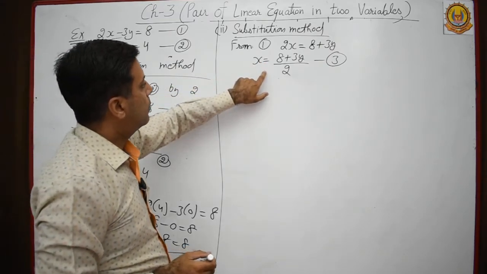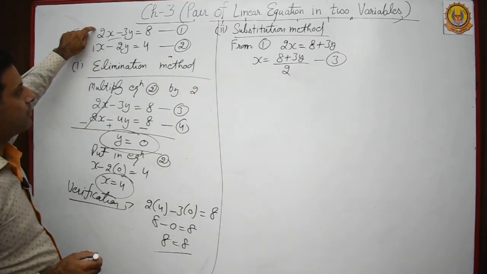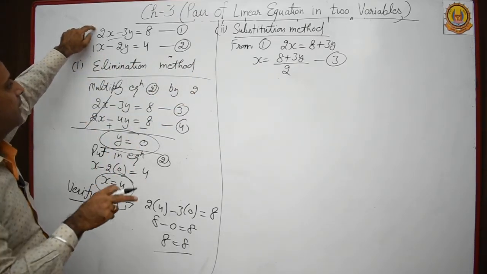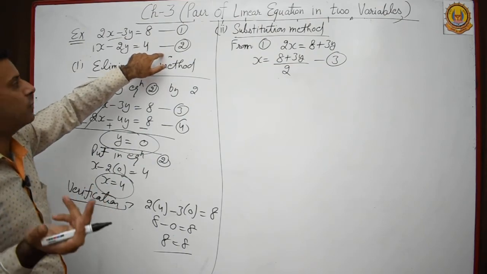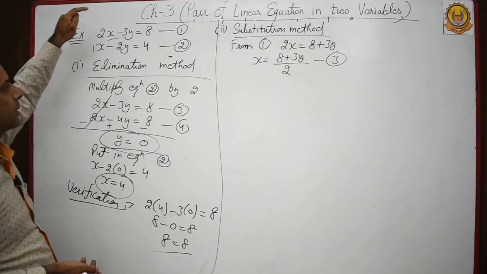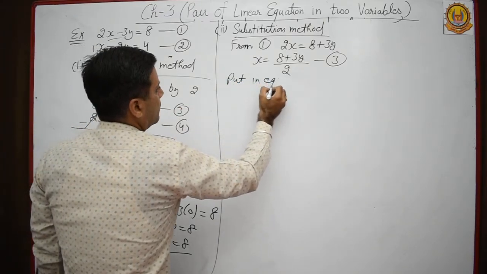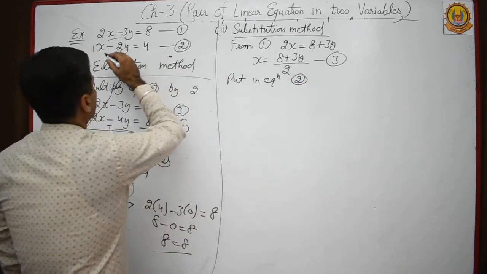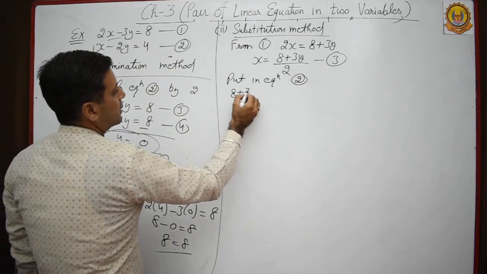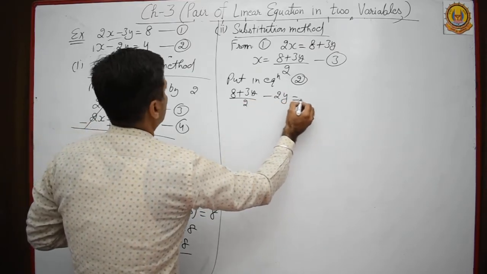Now put this value in the other equation. I have found this value of x from equation 1, so you have to put this value in equation 2. Suppose if you find the value of x from equation 2, then you have to put this value in equation number 1. So put this value in equation number 2. So here x equal to (8 plus 3y) by 2. I am putting the value here, minus 2y is equal to 4.